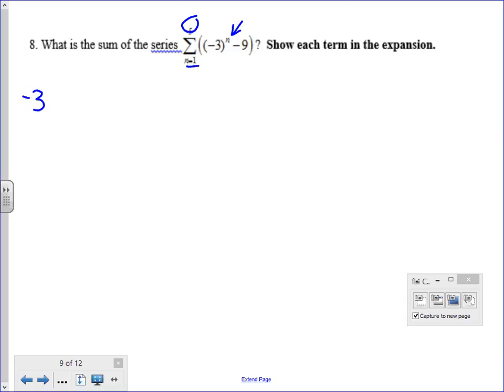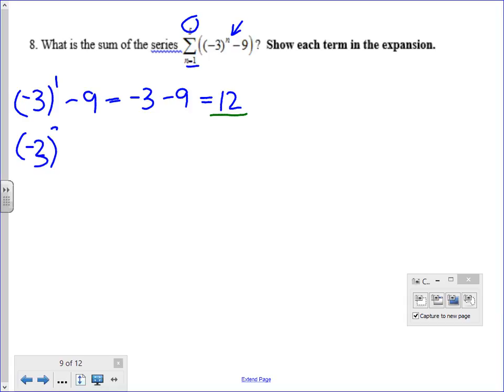So I have -3 to the first power minus 9. All right, when I simplify that, that gives me -3 minus 9, and -3 minus 9 is 12. So that's the first term in the expansion, is 12. All right, the second term in the expansion, now I put 2 in for n. So I have -3 to the second minus 9. Well, -3 squared is +9 minus 9. And 9 minus 9 equals 0. So 0 is the second term in the expansion.